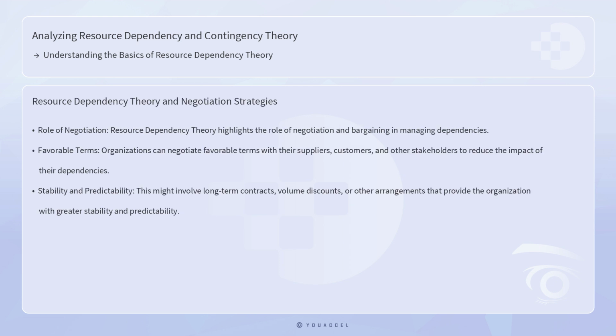Resource dependency theory also highlights the role of negotiation and bargaining in managing dependencies. Organizations can negotiate favorable terms with their suppliers, customers, and other stakeholders to reduce the impact of their dependencies. This might involve long-term contracts, volume discounts, or other arrangements that provide the organization with greater stability and predictability.